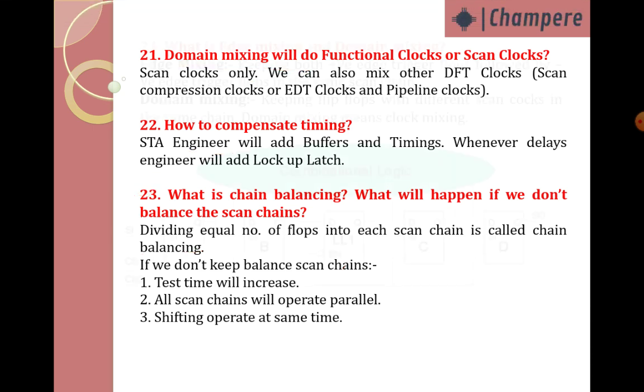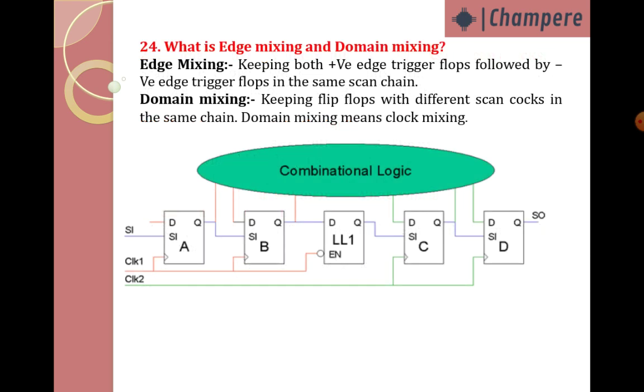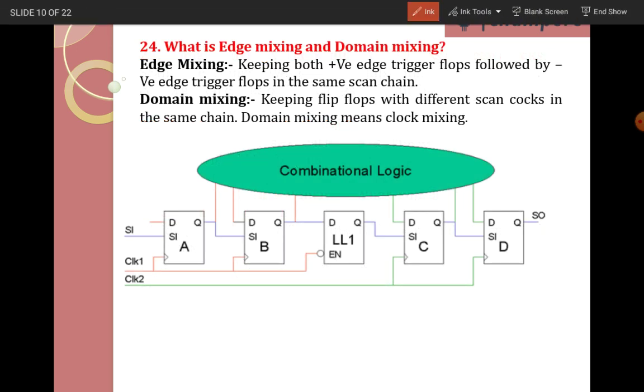Okay, next, what is edge mixing and domain mixing? Important. Edge mixing means keeping positive edge trigger flops followed by negative edge trigger flops in the same scan chain. Combining positive edge and negative edge trigger flops in one chain is called edge mixing. Domain mixing means keeping flip flops with different scan clocks in the same chain. Domain mixing we can also call clock mixing.